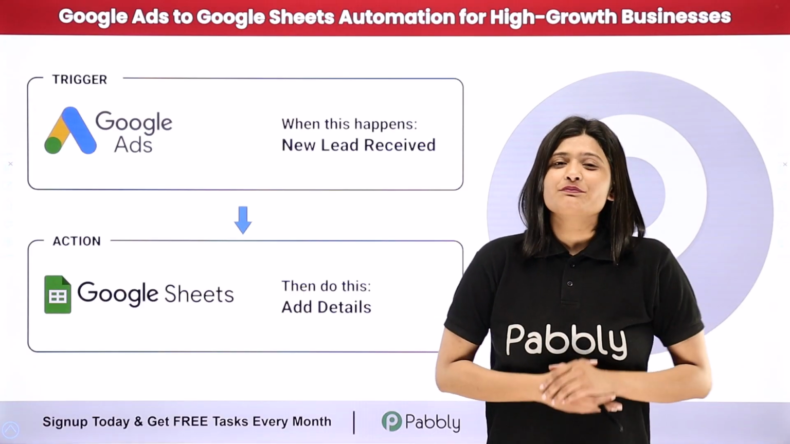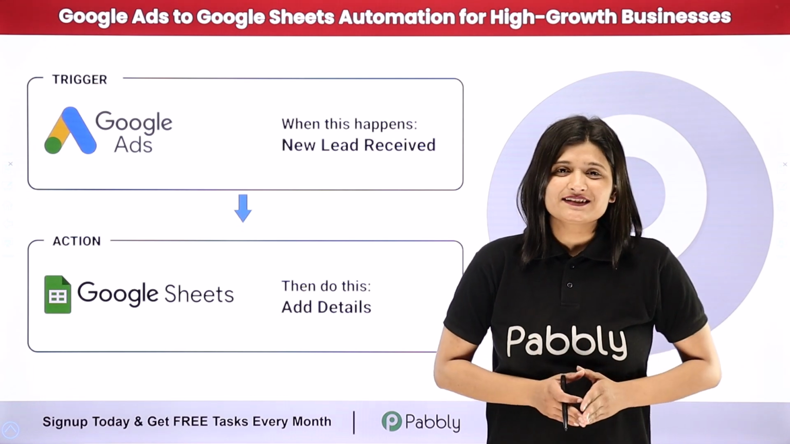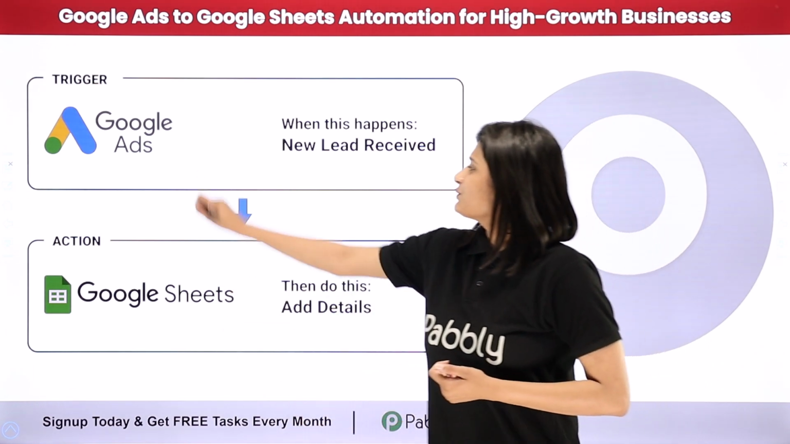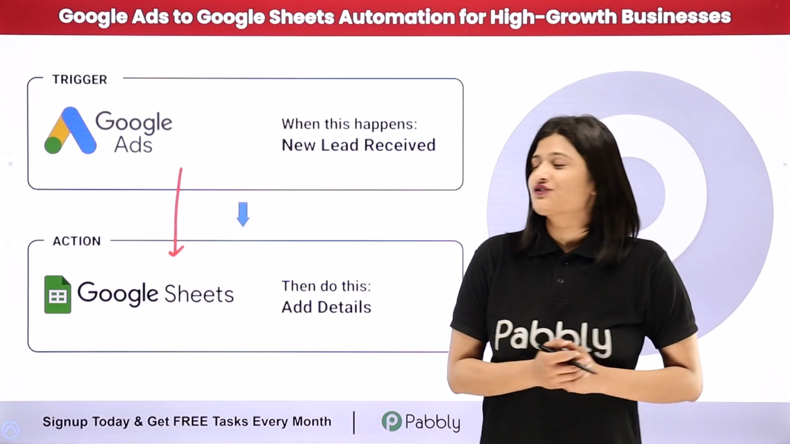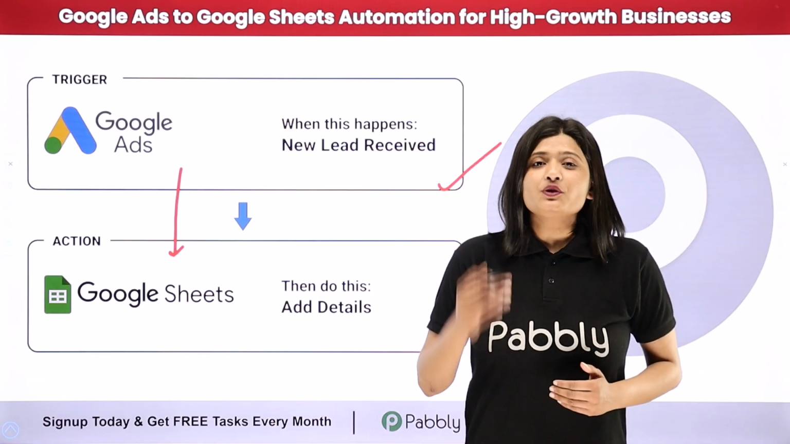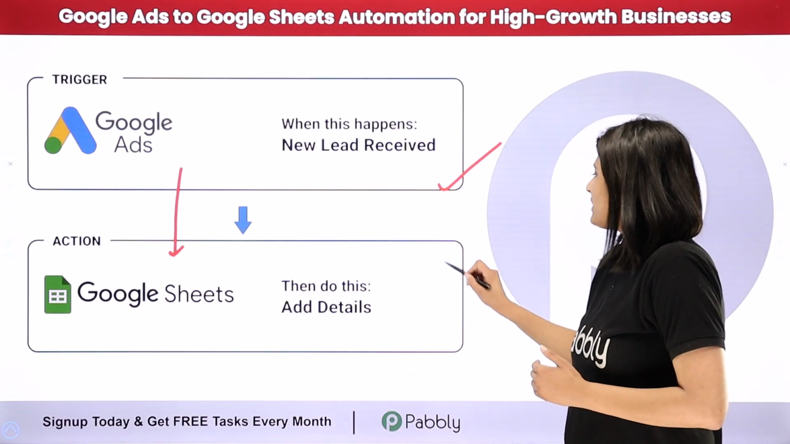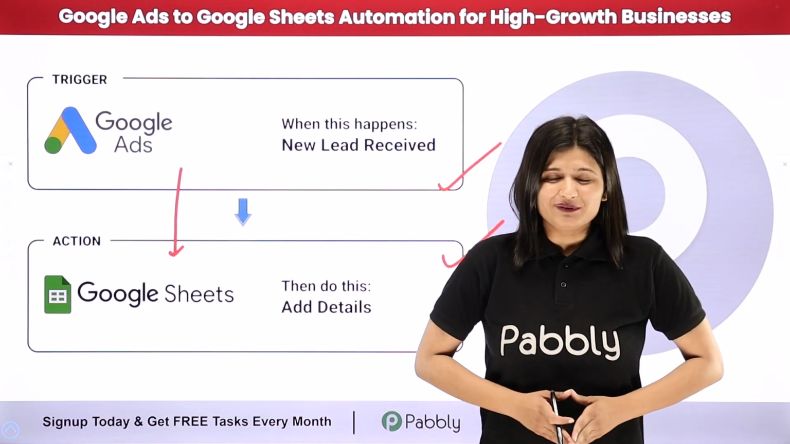So Pabbly Connect is an amazing automation and integration software which requires no coding or programming skills. Here I just need to build a connection between Google Ads and Google Sheets. With the help of Pabbly Connect, I am going to build this connection in such a manner that whenever I receive a new lead from Google Ads, I automatically add all the lead details to my Google Sheets spreadsheet. Now if you want to learn the step-by-step process, then let me take you all to my screen.